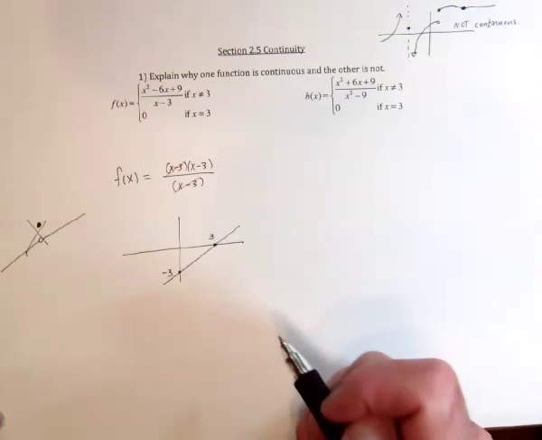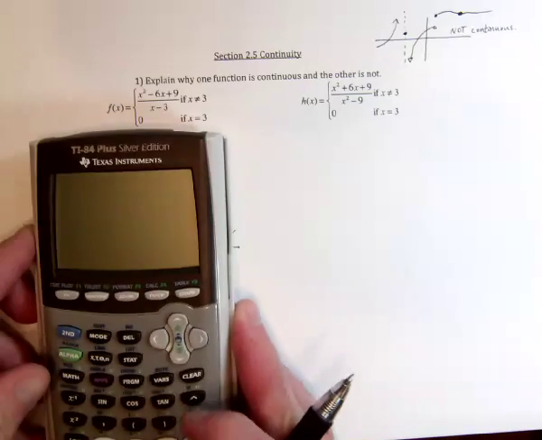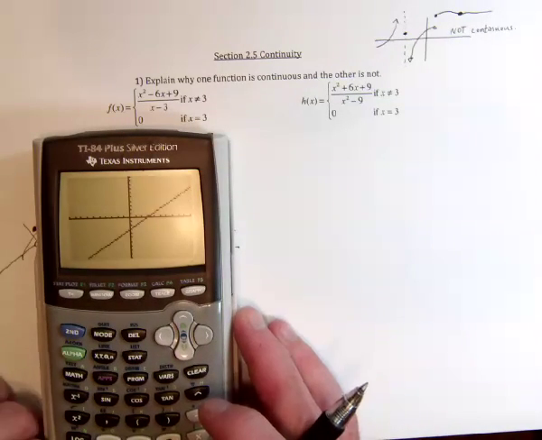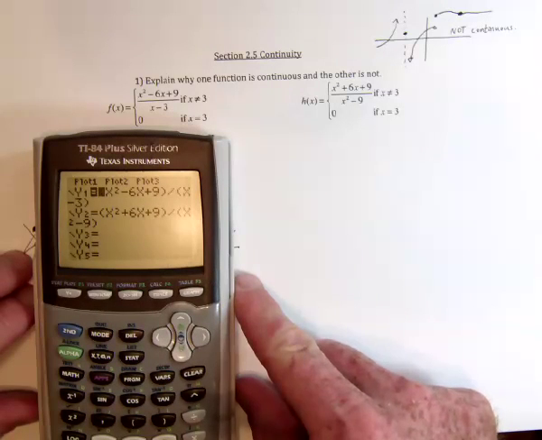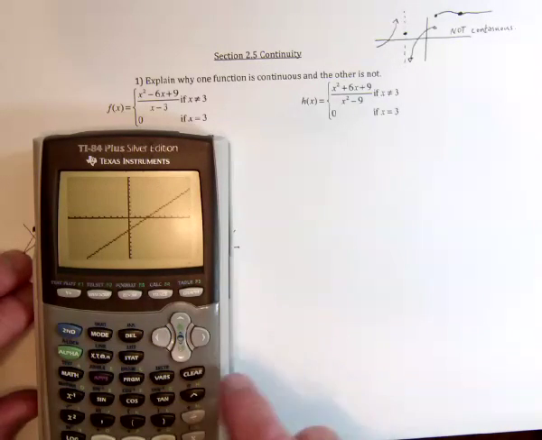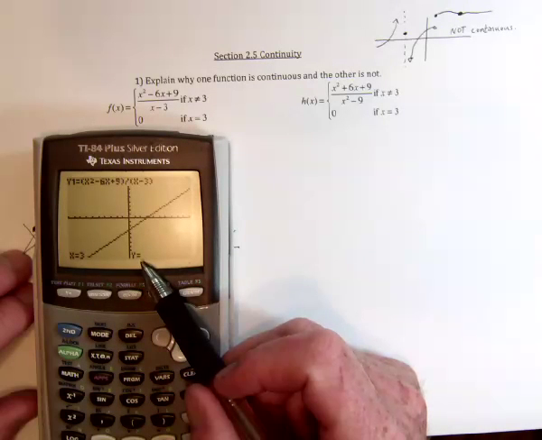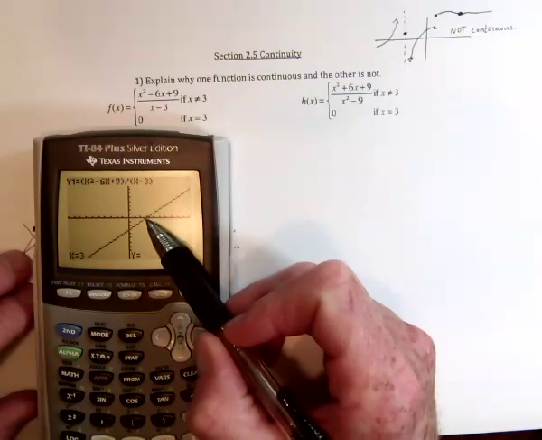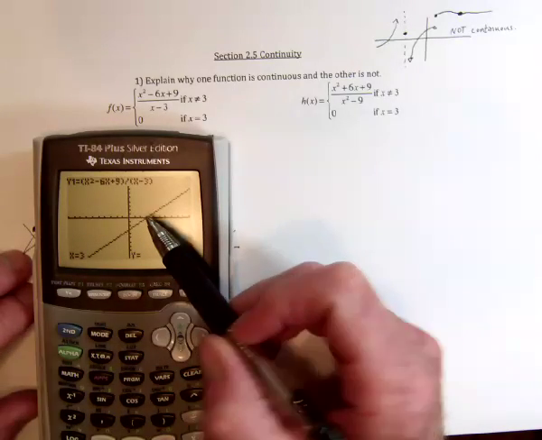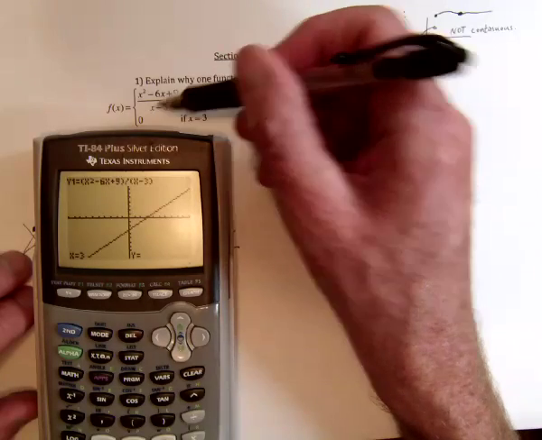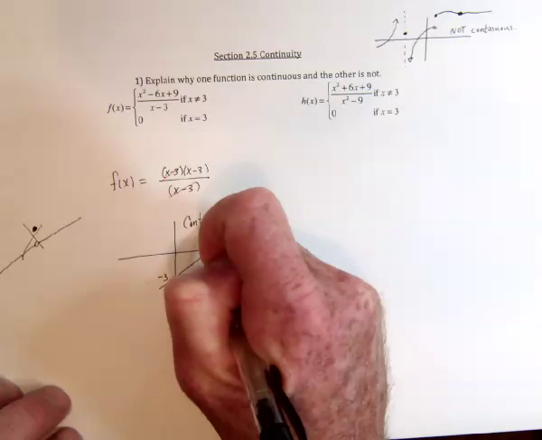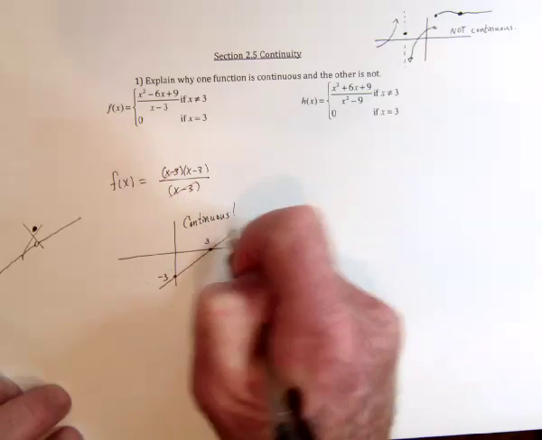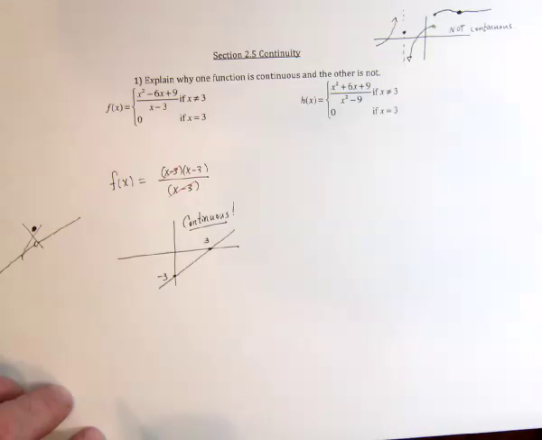Let's take a look at the graph of the original. So here's the original, x squared minus 6x plus 9 divided by x minus 3. And if you trace and plug in a 3, sure enough, there's a hole in the graph. And the hole is right here at a height of 0, and so this then fills in the hole and it's continuous. So this one no longer has any holes or gaps.